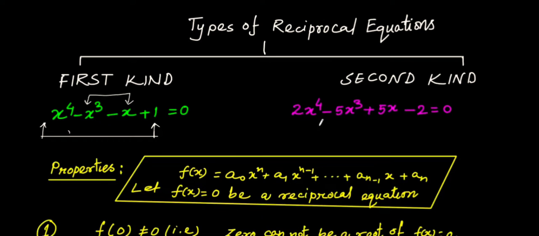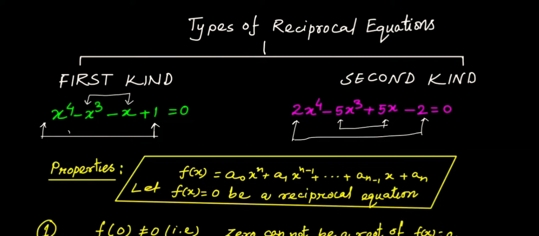But the next example is 2x to the power 4 minus 5x cube plus 5x minus 2 equals 0. In this case, see, 2 and 2 are the same in magnitude, but their signs are not the same. The first coefficient from the beginning is 2 and from the end is negative 2. And then second, negative 5 and 5. So they are the same in magnitude, but their signs are opposite. This kind of equation is called the reciprocal equation of second kind.